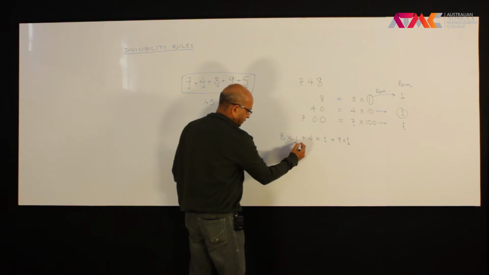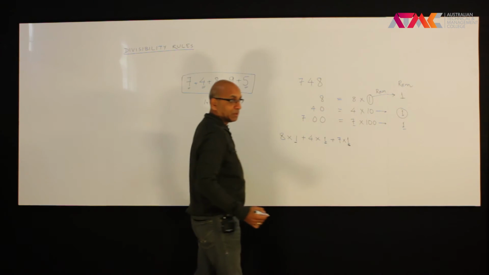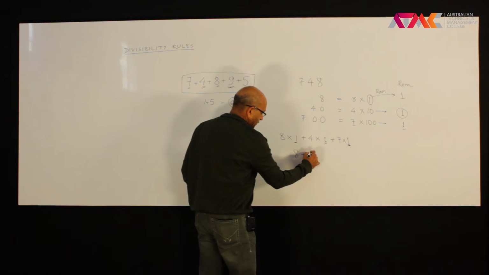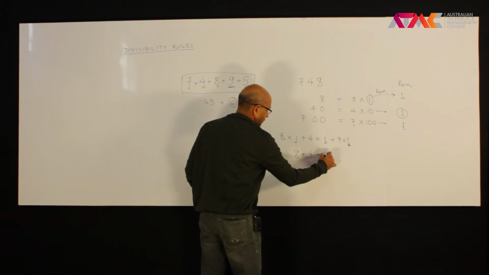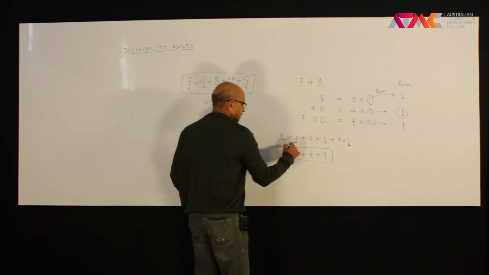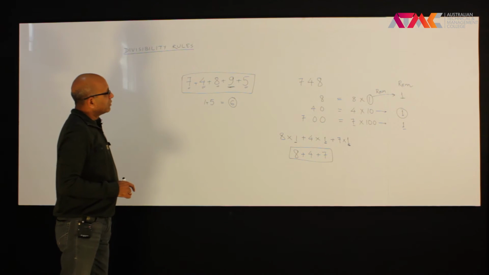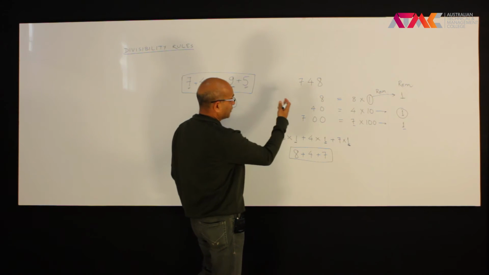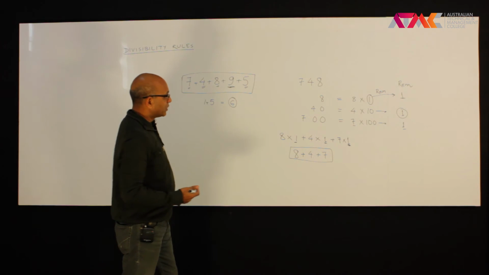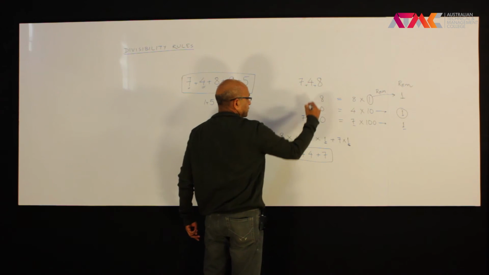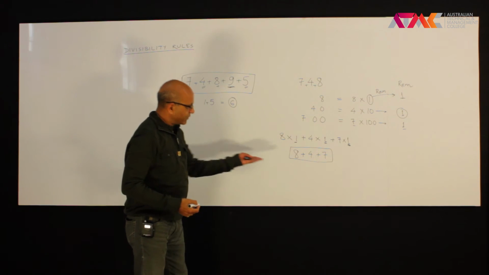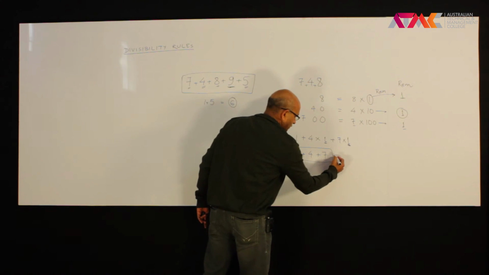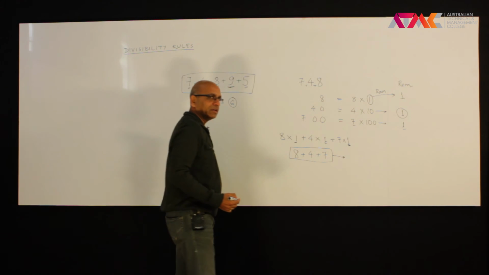Obviously I don't need to consider these ones, because anything you multiply by 1 is the same number. So this reduces to 8 plus 4 plus 7, and this is exactly the same thing that we did here. When I wanted to find out whether this number is divisible by 3 or not, I added 7 plus 4 plus 8, and that's what I've done here, in the reverse fashion, of course, because we have written it the other way. So this is how you derive the rule of divisibility by 3.